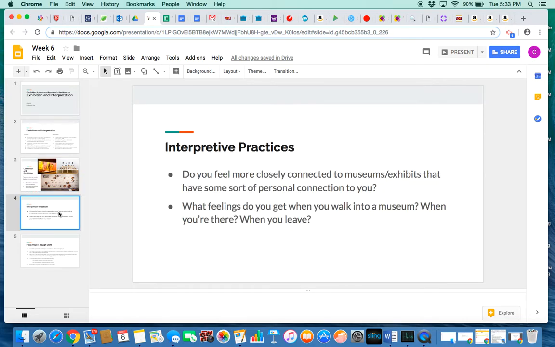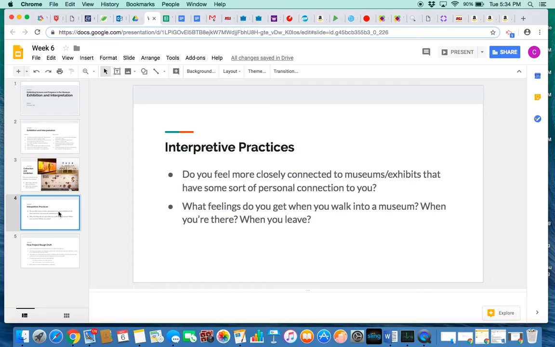So a few things to think about when you think about interpretive practices, right, is do think about your own experiences in the museum, right? What are the things that have made exhibits work for you? When do you feel like an exhibit is something that is closely connected to you, that you feel welcomed at, right? There are certain types of museums that give off very different vibes from other types of museums. And that's in their architecture, right? That's in their accessibility. That's in the people who work there, the ways in which they present items in an exhibit.